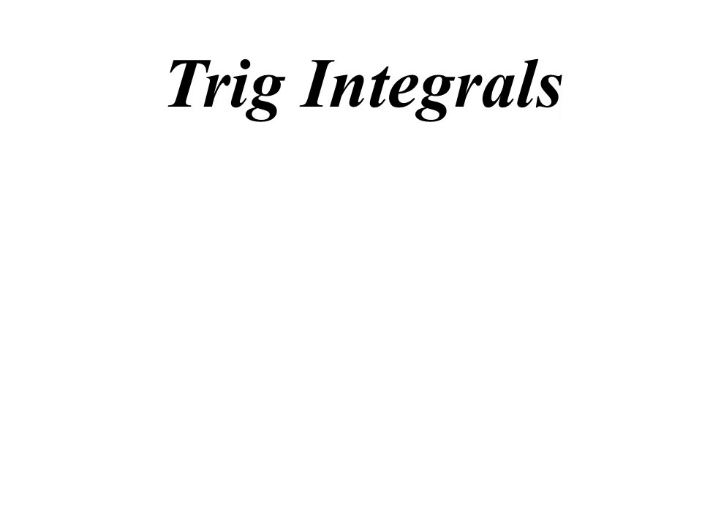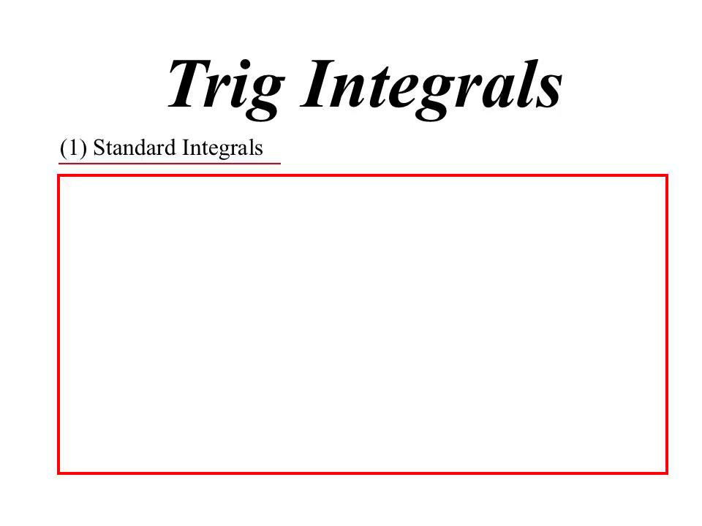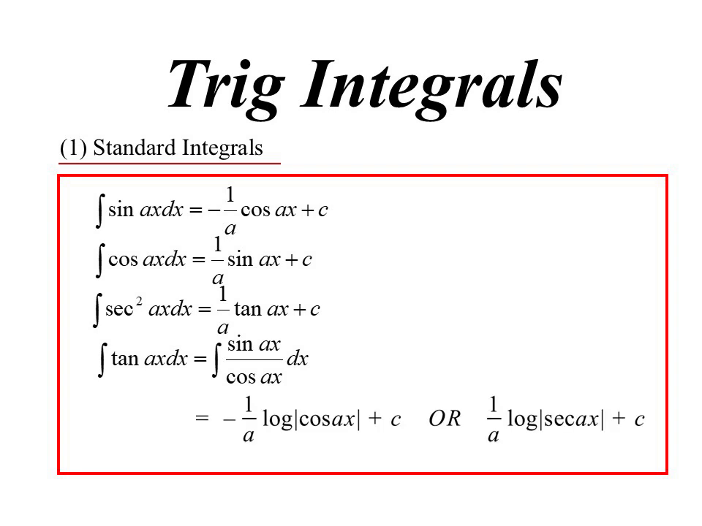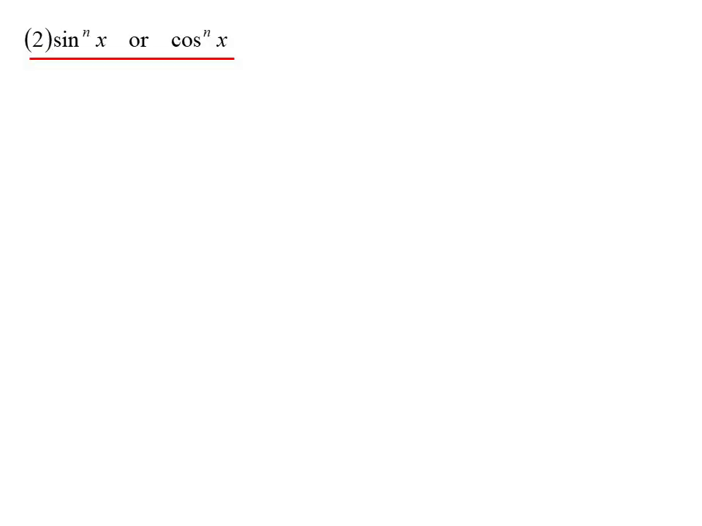Let's go through trig integrals. Remember, we have our standard integrals. Sine goes to minus cos, cos goes to sine, sec squared goes to tan, tan goes to minus the log of cos, or log of sec. But now, let's look at, first of all, sine and cos to some power.